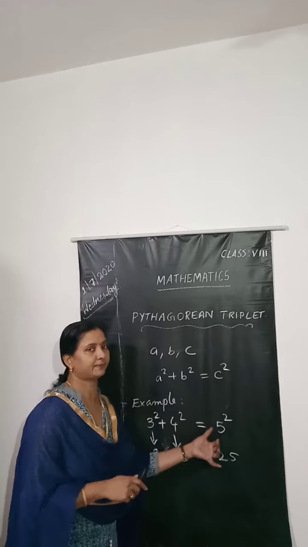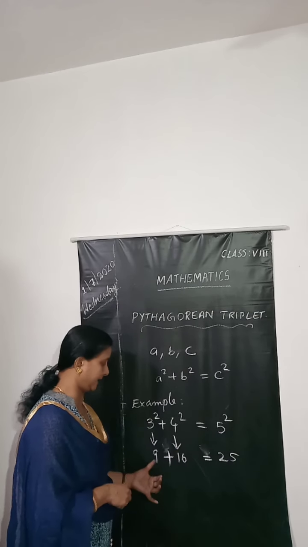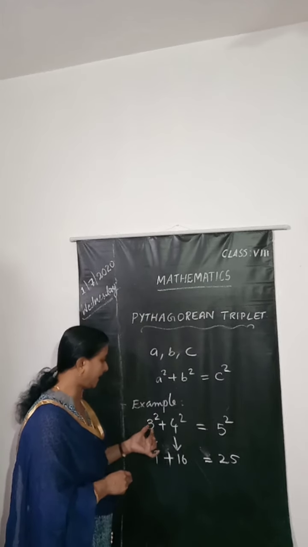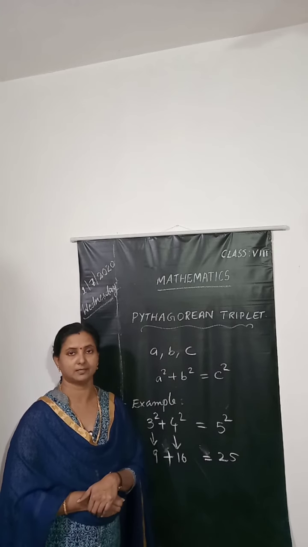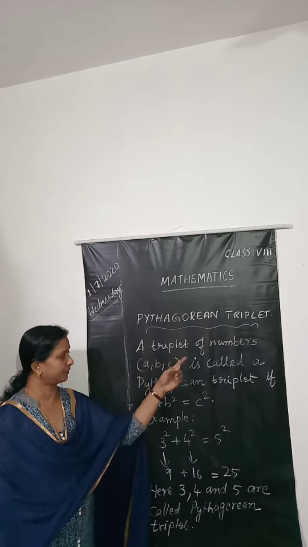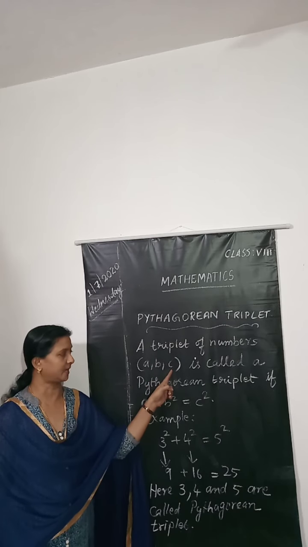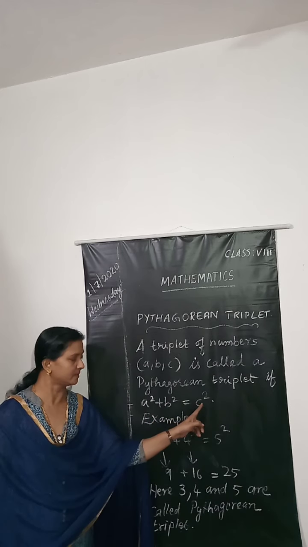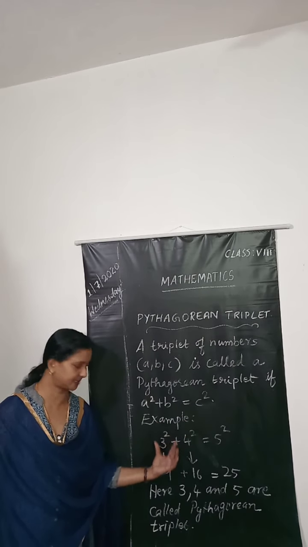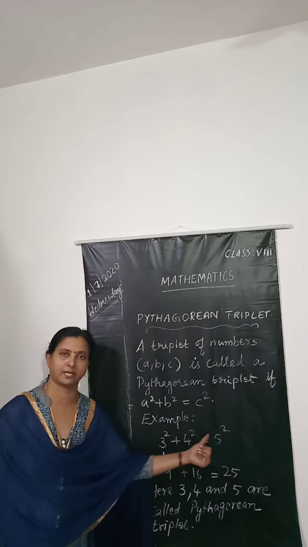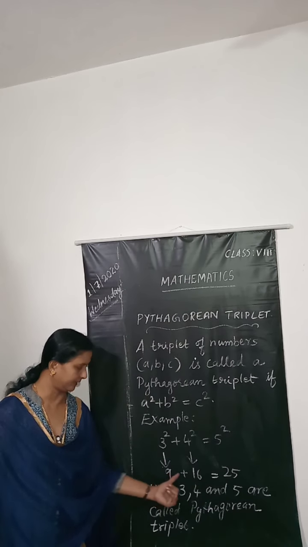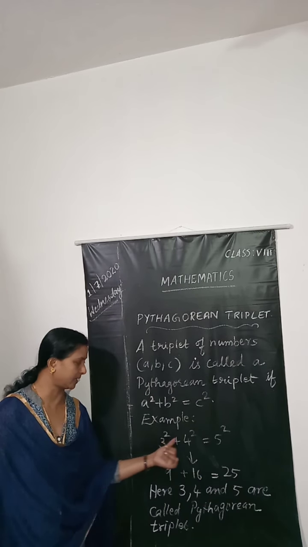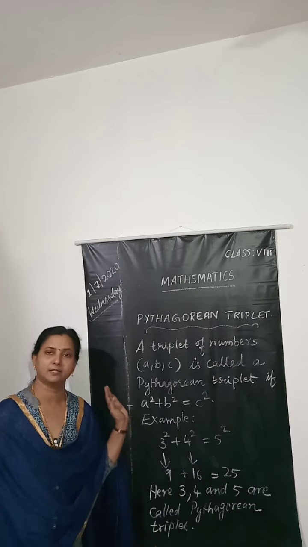Remember, 3, 4 and 5 are called Pythagorean triplets, not this 9, 16 and 25. It cannot be called as Pythagorean triplets. We call this 3, 4 and 5 as Pythagorean triplets. So, a triplet of numbers A, B, C is called a Pythagorean triplet if A square plus B square is equal to C square. Here I have shown you an example, that is 3 square plus 4 square equal to 5 square. That is 9 plus 16, you got 25 as answer. So, we call these numbers 3, 4 and 5 as Pythagorean triplet.